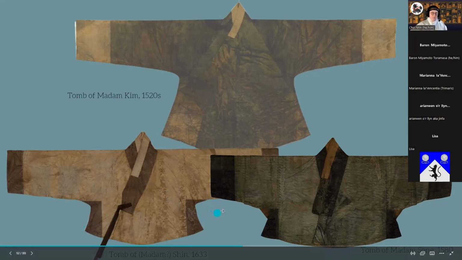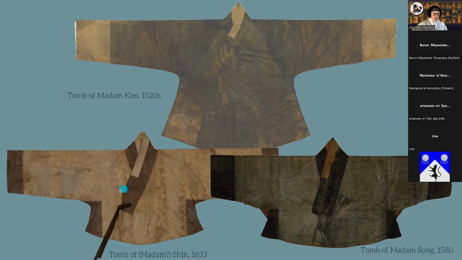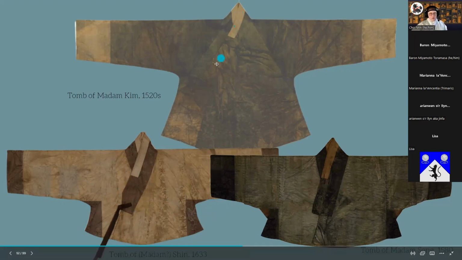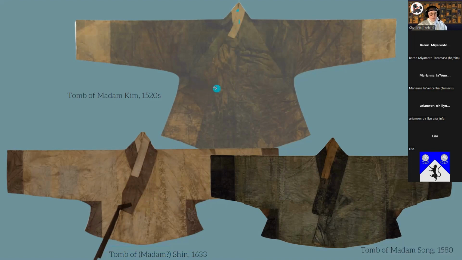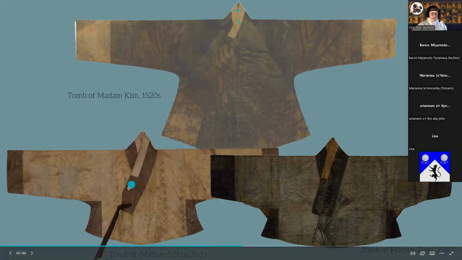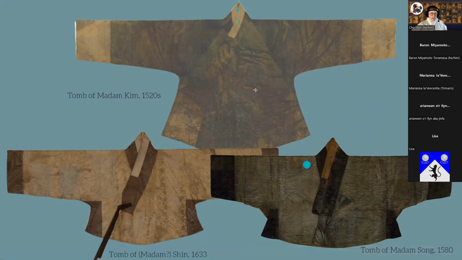And one thing that I know Myung-soo points out is the notched front. So these two, they're just straight collars, and then they attach right here, but after that 1600 line, they start notching it. So you want these two, not necessarily this one.